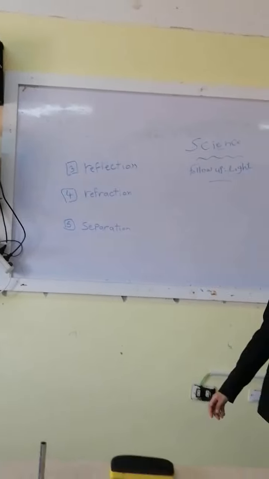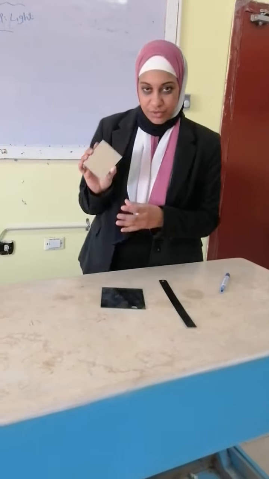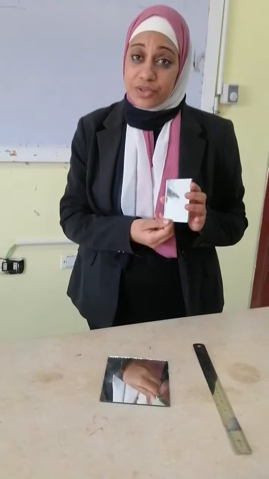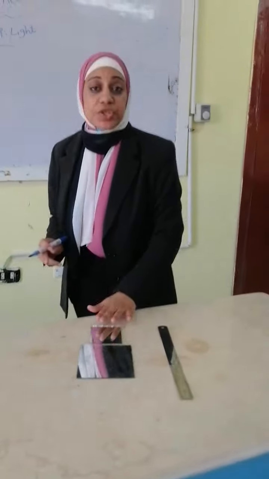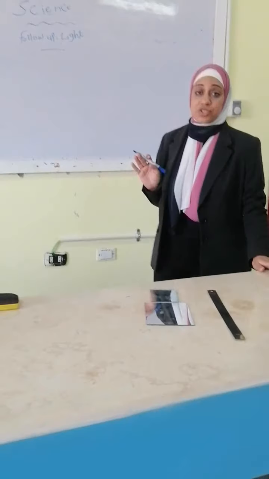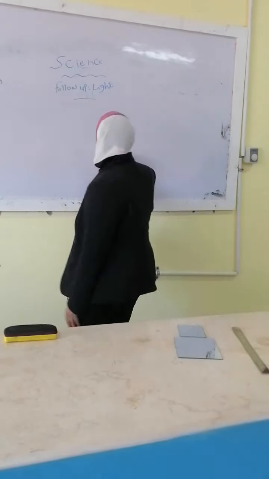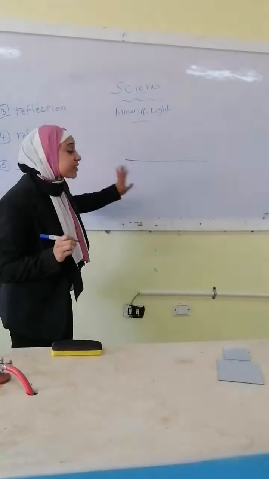Number 1, light reflection. We here have a mirror, okay? You notice that you can see yourself inside the mirror. Have you ever thought about the reason of this? Seeing myself in a mirror is due to light reflection. So what is the meaning of reflection of light? It's the returning back of light rays on a reflecting surface.